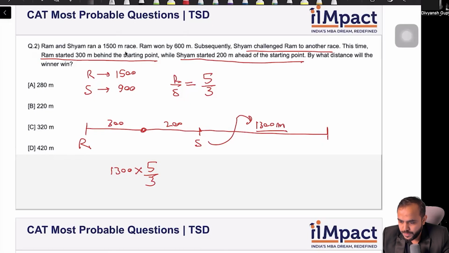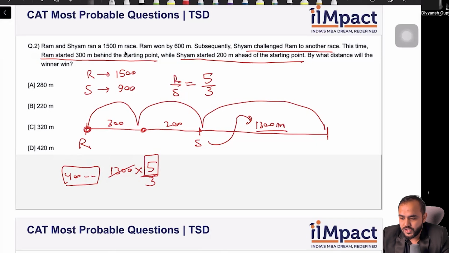This will turn out to be, if you divide 1300 by 3, you will get this as 400 something, and 400 something into 5 will be 2000. But Ram only has to run 300, 200, and 1300, which is a total of 1800 meters, which means Sham would not be able to complete this before Ram, because Ram would have traveled 2000 something meters corresponding to Sham's 1300 meters, which means Ram is going to be the winner.